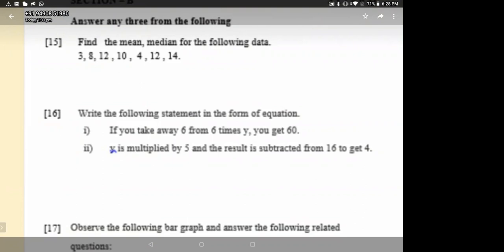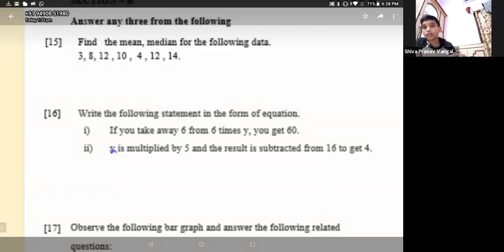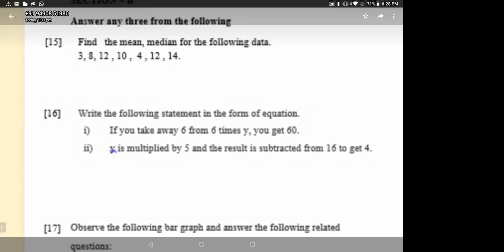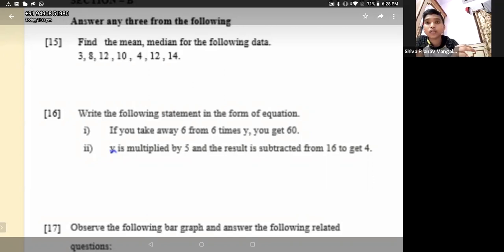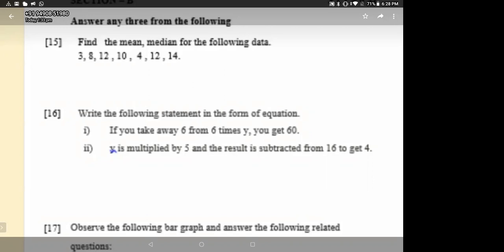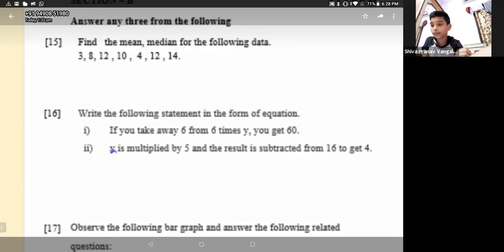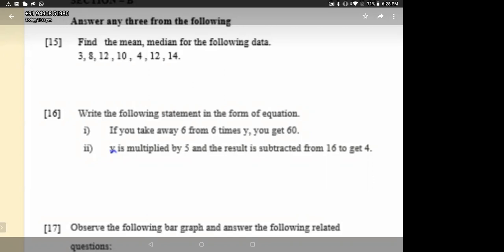Mean means sum of all the observations divided by number of observations. How to add these numbers very fast and simply? Any simple technique is there? Ma'am, we should do 14 plus 4 is equal to 18. 3 plus 8 is 11, 12, 22, 23, 33, 34, 35, 36, 63. The answer is 9, ma'am.